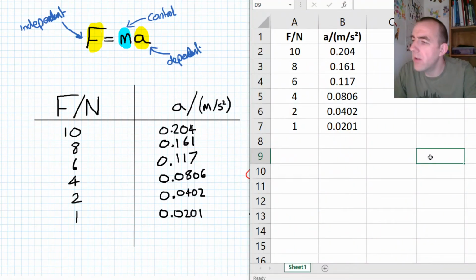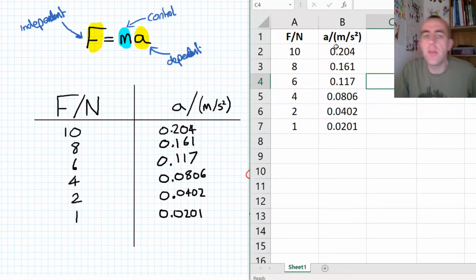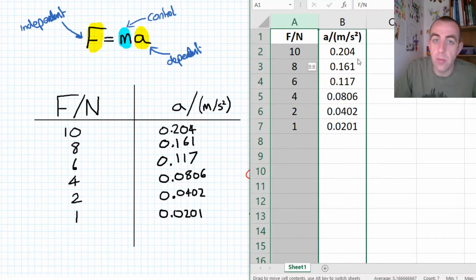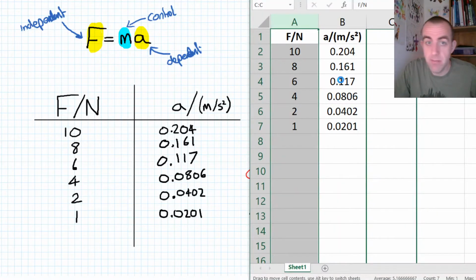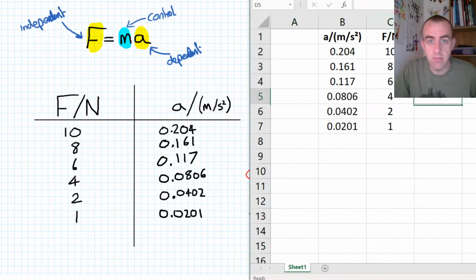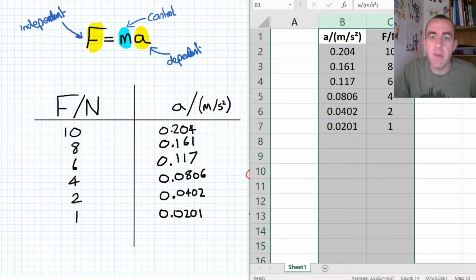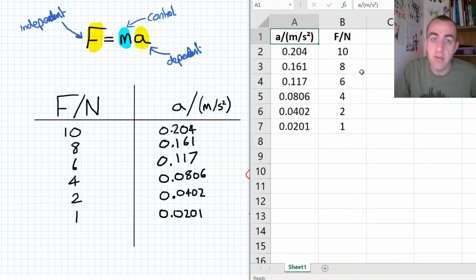So I've just gone ahead and copied those data into my spreadsheet, and now I'm going to plot on the y-axis the force. Unfortunately, because I want to plot force on the y-axis, I actually have to swap these columns around a little bit. Sure, because in Microsoft Excel, the column to the left is always assumed to be the x-axis, and the column on the right is always assumed to be the y-axis.